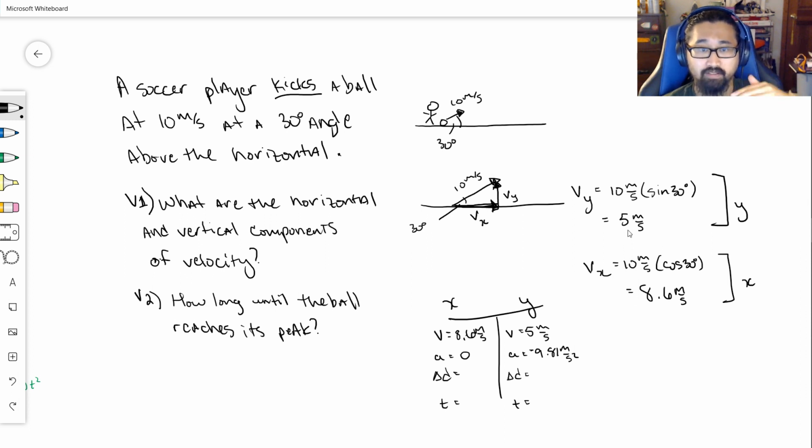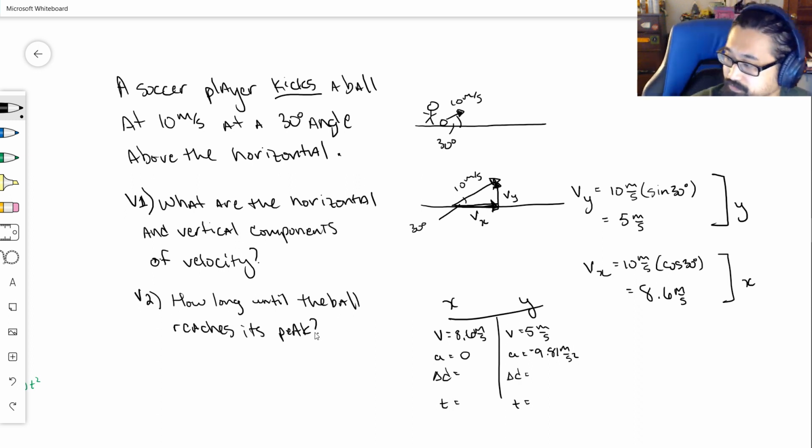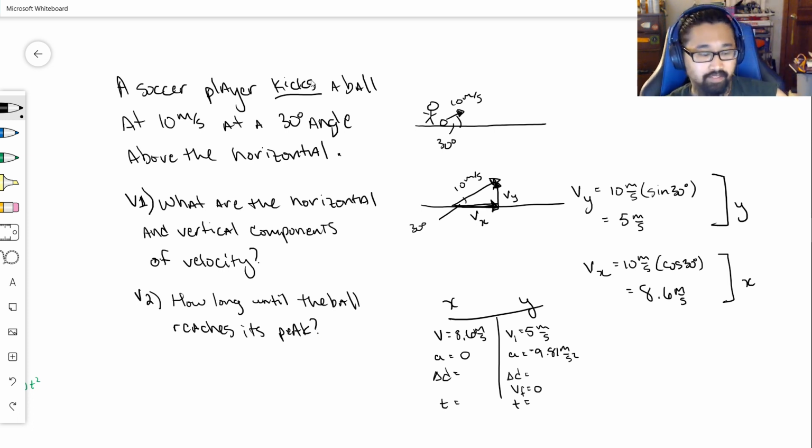We separated it into how fast is it going this way and how fast is it going this way. And if I'm worried about going to the peak, I'm only worried about the up-down, so I'm only going to worry about the y information. I know how fast it's going up and down. I know the acceleration. I need to find the time, that's how long, but at its peak, I know one other piece of information. I know the final velocity is 0. So could I solve this? Absolutely. Totally could.